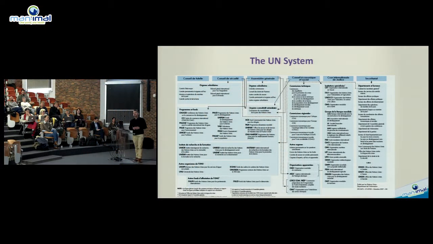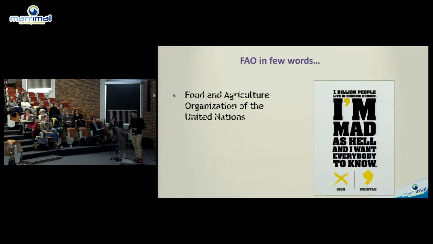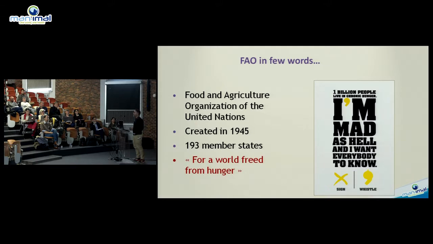This is the galaxy of the United Nations. I don't know who wrote that, who was able to do it, because you have lots of organizations within the UN, and that's where FAO is. With WHO, we're just a few of the technical organizations of the United Nations. FAO is basically dealing with agriculture and food. FAO was created in 1945, based in Rome, in Italy, with around 193 member countries all over the world, and the main mission is to free the world from hunger.